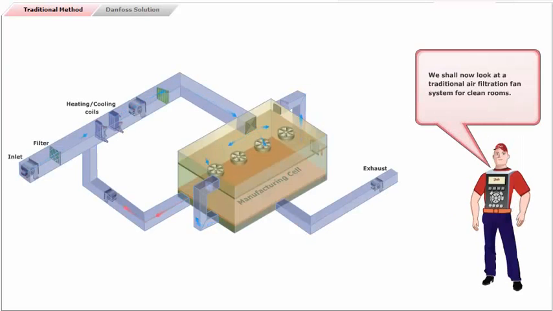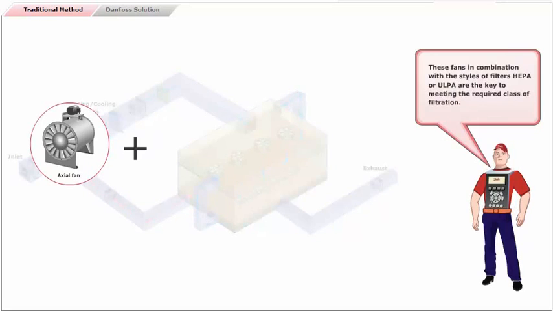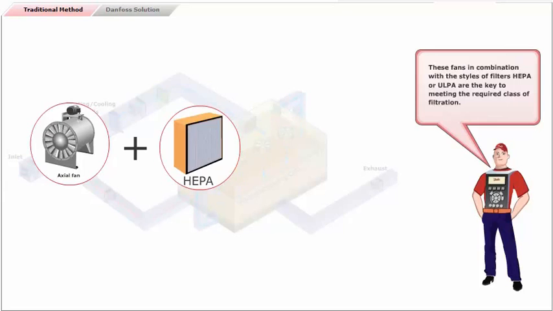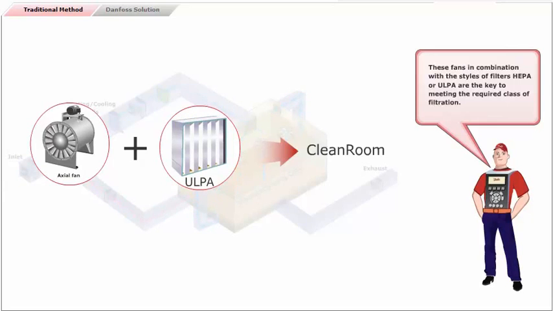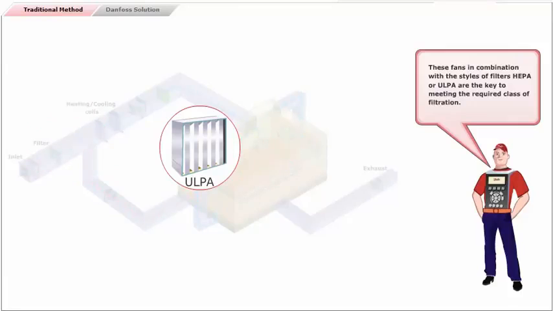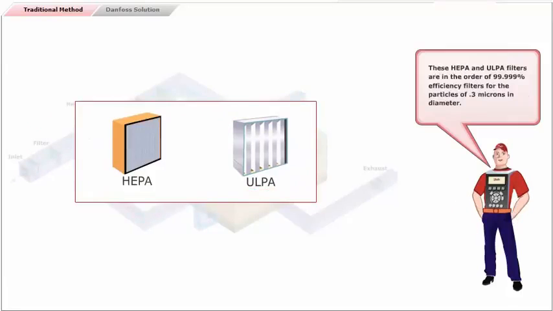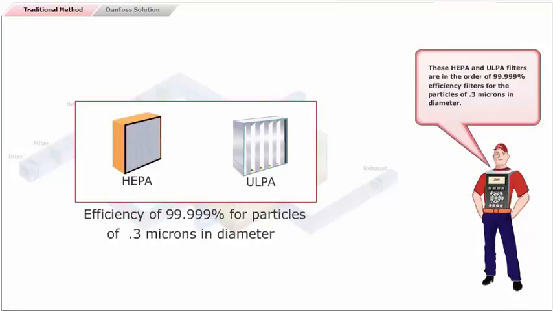We shall now look at a traditional air filtration fan system for clean rooms. These fans, in combination with the styles of filters, high-efficiency particulate air or ultra-low penetration air, are the key to meeting the required class of filtration. These high-efficiency particulate air and ultra-low penetration air filters are in the order of 99.999% efficiency filters for particles of 0.3 microns in diameter.